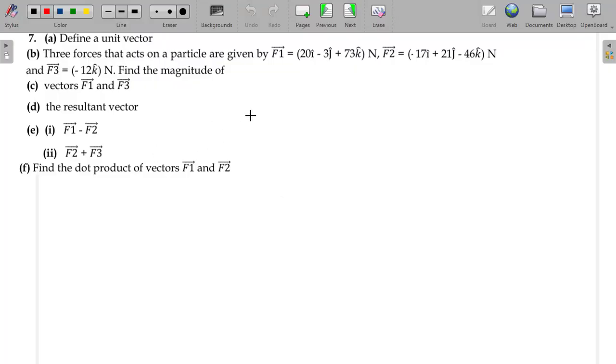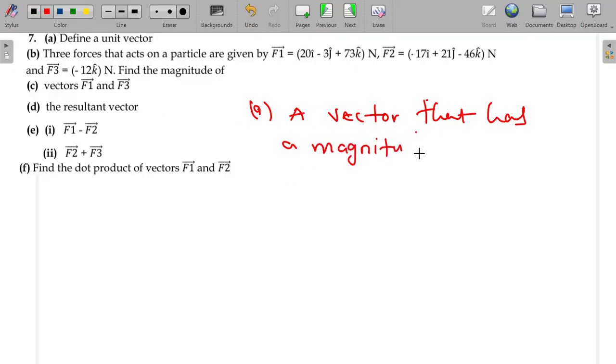So let's start from the definition. The question says define a unit vector. By definition, a unit vector is a vector that has a magnitude of 1. So just simply write: a vector that has a magnitude of 1. Okay, so that's a unit vector.